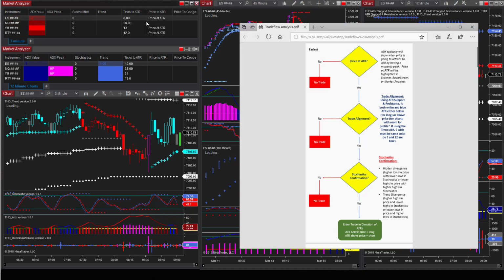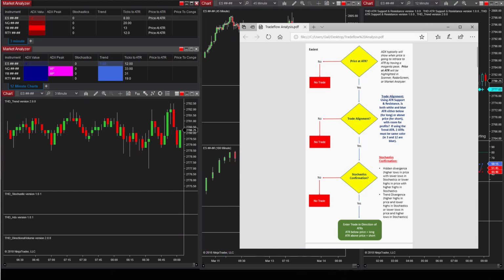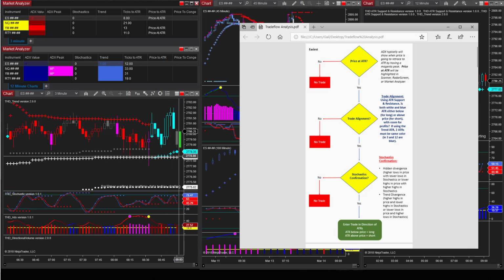Okay? So let's start with the ES. And we need it to be at an ATR. That is the first thing that we need. Do we have trade alignment? That means that I have two ATRs in my favor. In other words, I have a cyan and I have a white. That tells me that both the 3 and the 12 minute ATRs are below price. Okay?